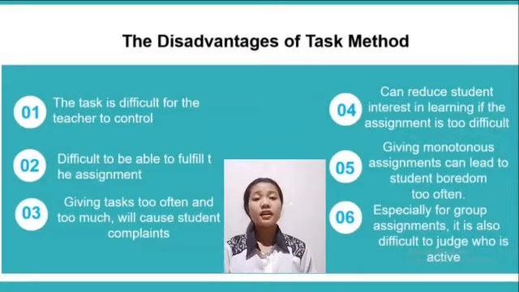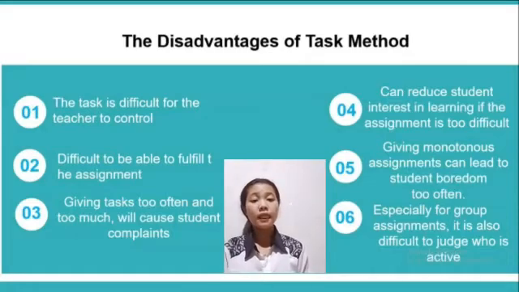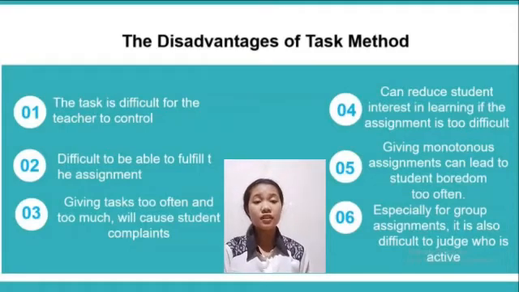Number four is that it can reduce student interest in learning if the assignment is too difficult. If the task is too difficult for students, it will make students confused and lazy to learn. So make sure that when the teacher gives tasks to students, it is based on their level. For example, a teacher teaches in elementary school, but gives tasks like in junior high school. So it doesn't make sense. So make sure it is based on the students' level.